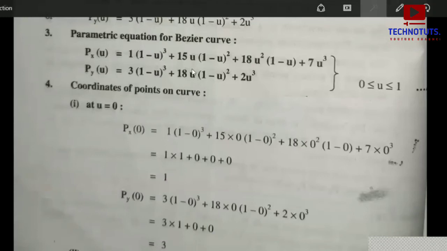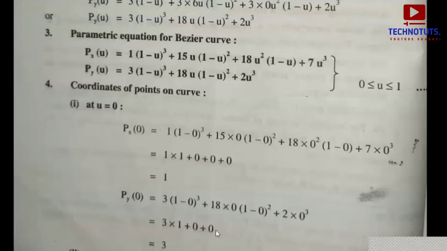So using these parametric equations for the x and y coordinates of the desired curve, on substituting different values of u, we will obtain the points for that particular value of u. When u is equal to 0, we substitute u equal to 0 in the x coordinate equation. We have obtained px0 is equal to 1 and py0 is equal to 3. So the coordinates at u equal to 0 are 1, 3.